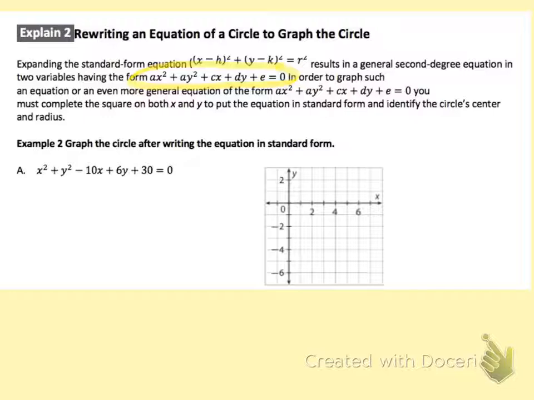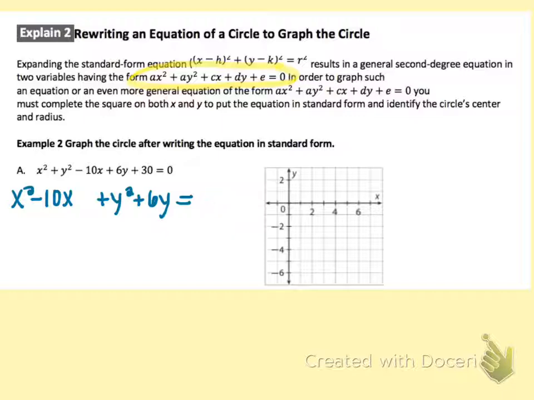So in example A, we have x squared plus y squared minus 10x plus 6y plus 30 equals 0. And so you can clearly see this is not in that standard form. So the first thing you would want to do is reorganize it so that you have any terms with x together, any terms with y together, and any constant terms on the other side. So I'm going to rewrite x squared minus 10x, and then plus y squared plus 6y, and then I'm going to swing that 30 over to the other side, making it negative 30.